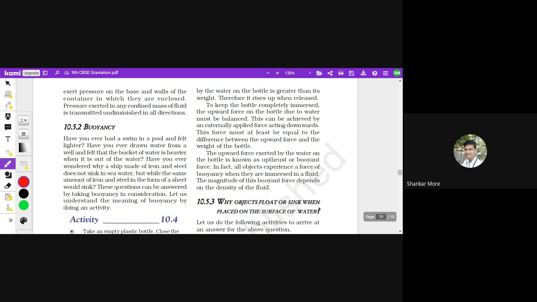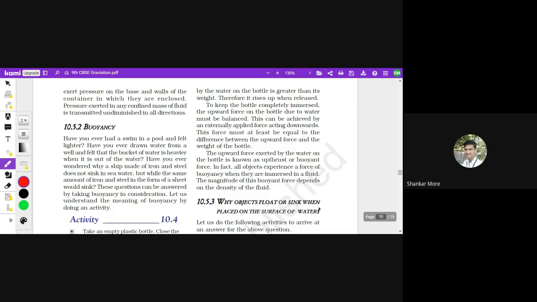Let us understand the meaning of buoyancy by doing an activity. So before we do that activity, I just want an answer from all of you. Have you tried any of this activity? Matlab isme se koi bhi ek activity agar aapne try ki hai. So how many activities are there? One, two, two activities are there which you can try, and third activity which you can imagine, right? So have you tried any of those activity?